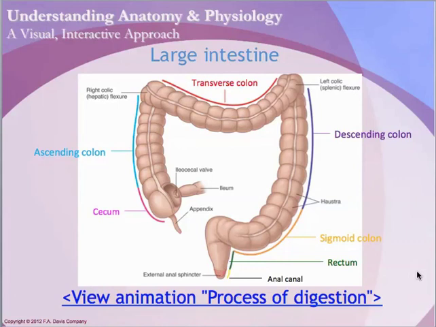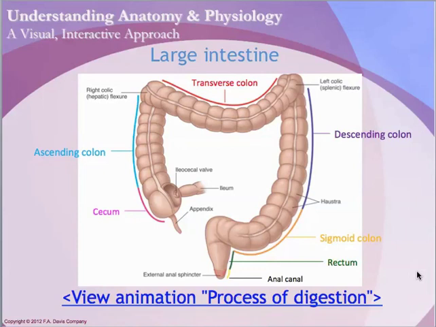The appendix contains masses of lymphoid tissue and serves as a source for immune cells, but we can certainly live without our appendix. At the point where the ileum meets the large intestine is the ileocecal valve, which helps ensure that material moves in a forward direction only. The ascending colon extends up to the liver. The colon makes a sharp turn at the right hepatic flexure.